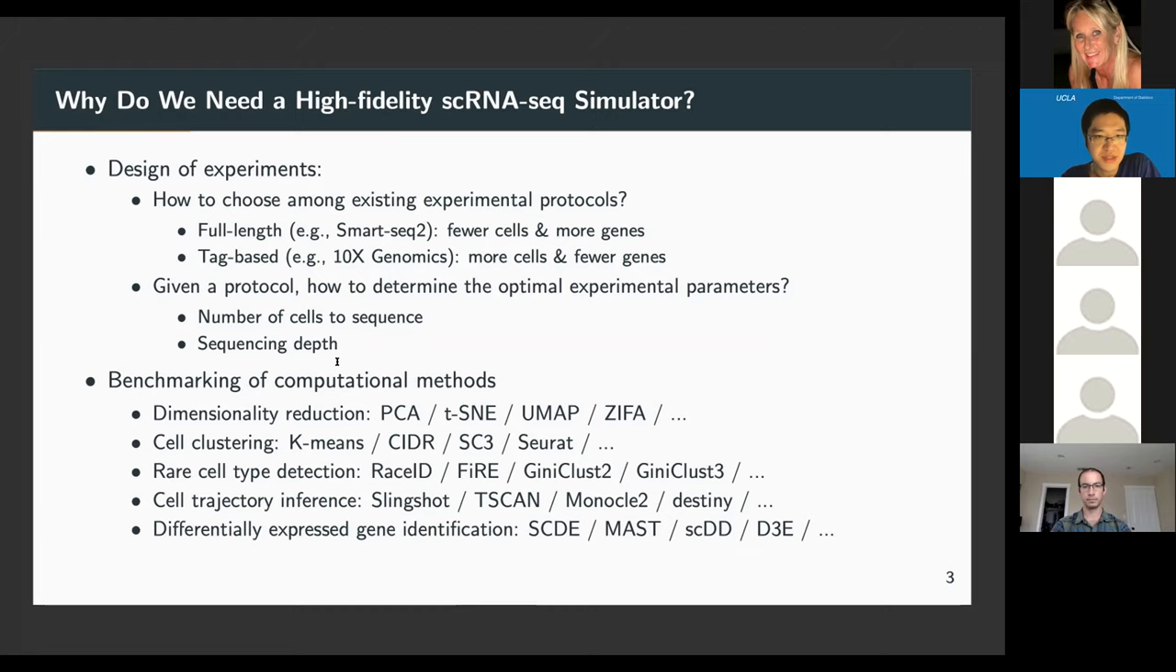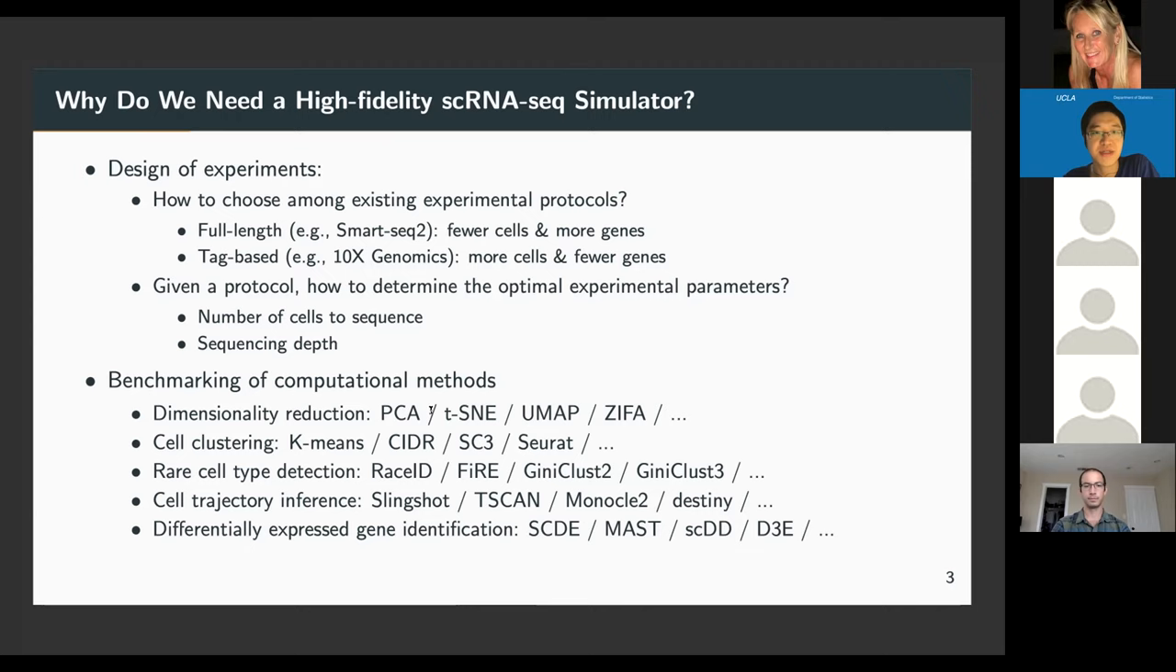Another related category of problems is that we also want to benchmark computational methods. Here I've listed many of the popular single cell analysis tasks. For each task, many methods have been developed, and different methods may be suitable for different types of data. Maybe some are better suited for full length protocols, and maybe others are better suited for tag-based protocols. So we also want to do a systematic benchmarking of these available computational methods.